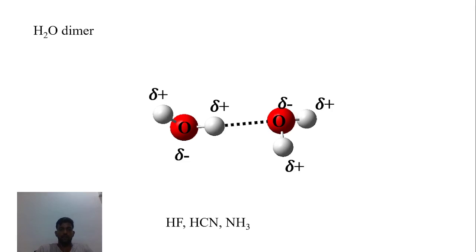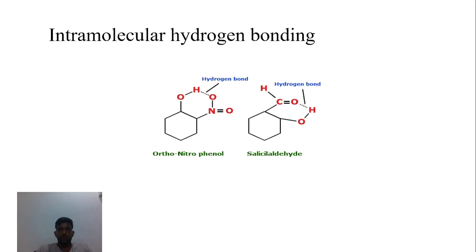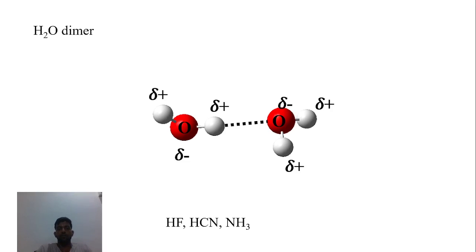Similarly, there is one more example, the H2O dimer. This is a good example of dipole-dipole forces. This is also called hydrogen bonding, because if there are partial positive and partial negative charges, then definitely one hydrogen will be attracted to oxygen, so there will be a formation of hydrogen bonding. The previous example is intermolecular hydrogen bonding, where two different molecules are connected by electrostatic forces or dipole forces.